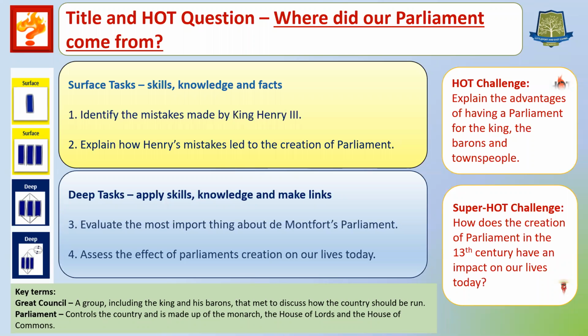What you learned last lesson about King John and the Magna Carta directly leads us into our lesson for today. We're looking at where Parliament came from. We're going to look at King Henry III, and how his mistakes essentially led to the creation of Parliament. We'll be looking at a man called Simon de Montfort, and we'll also be looking at how this creation of Parliament has an impact on our lives today.